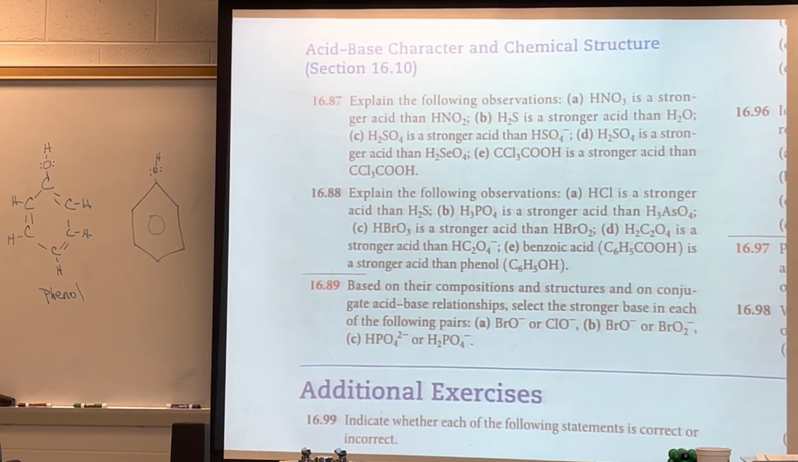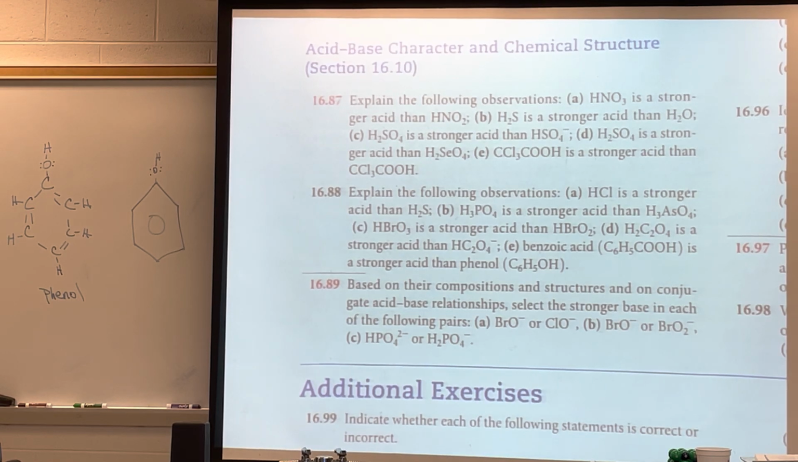Now, H3PO4 is stronger than H3AsO4. Anna, what did you get on that one? The phosphorus is more electronegative than the As, and so it has a stronger affinity for the electrons, so that H plus becomes more polar and therefore more ionizable. Okay, good.